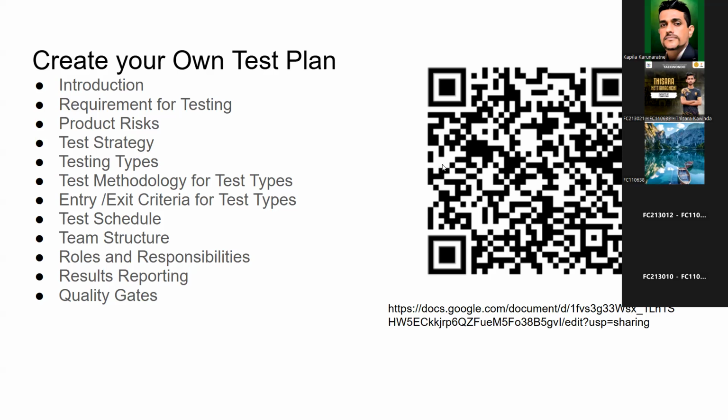Basically, these areas will be required as part of this plan: introduction, requirement for testing, product risk. We will discuss them one by one. What I am going to show today is how to do it in an actual project if we are given one. Then test strategy, testing types, methodology, acceptance criteria, schedule, team structure, roles and responsibilities, results and report, and quality gates.